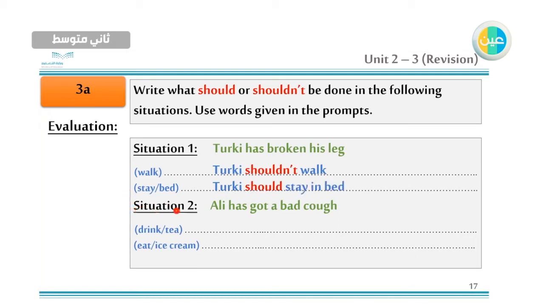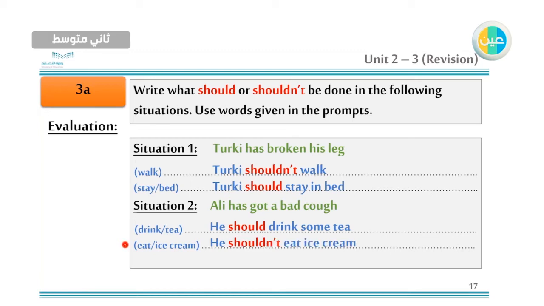Okay, number 2. Ali has got a bad cough. Okay, so drinking tea and eating ice cream. What's good and what's not good for Ali? I think drinking tea is good for Ali when he has a bad cough. So we can say Ali should, or he should drink some tea. Okay, he should drink some tea. And ice cream is not good for someone who has a bad cough, so we would say he shouldn't eat ice cream.